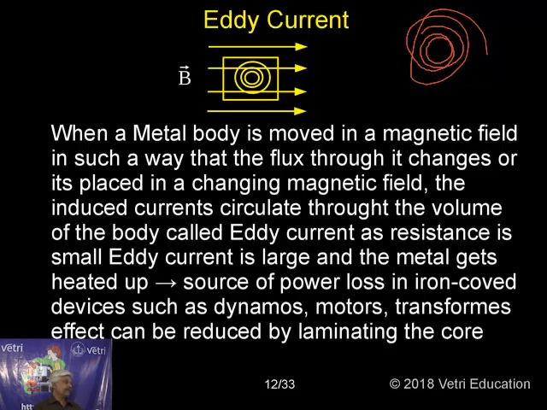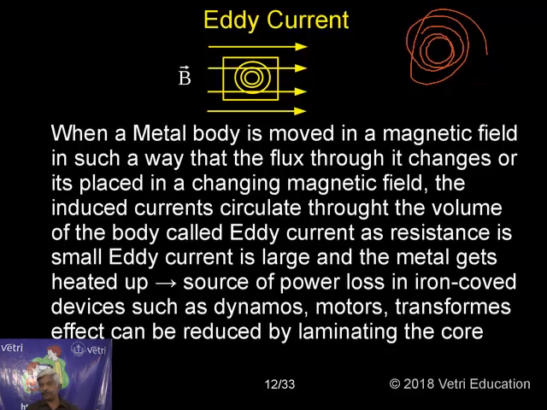It is a source of power loss in iron-cored devices such as dynamos, motors, transformers. The effect can be reduced by laminating the core. So instead of using a direct wire, if it is coated with or has a laminated core, we can minimize the eddy current, but we cannot eliminate it. But sometimes these eddy currents are very useful for us. In the furnace, we require heat. That is the point to be noted here. Because the resistance is less, more current flows, and heat is produced.